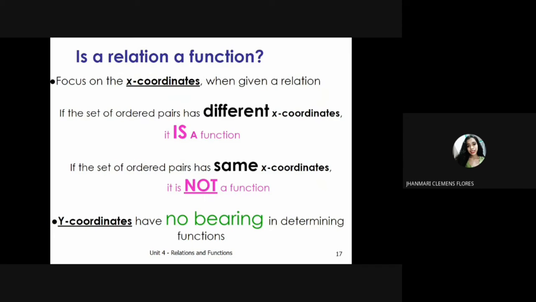The set of ordered pairs that has the same x coordinates is not a function. Let's say 0, 0, 1, 2. That's automatically not a function. That's just a relation. But at least you're getting the whole idea. Y coordinates have no bearing in determining functions. So those are things that you have to keep in mind so that you can identify whether it's a function or just simply a mere relation.